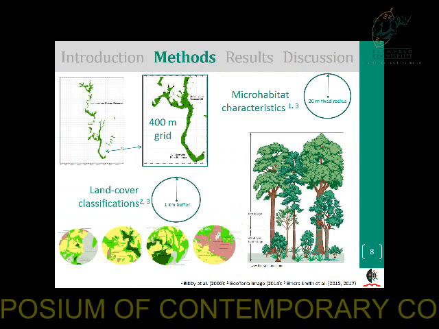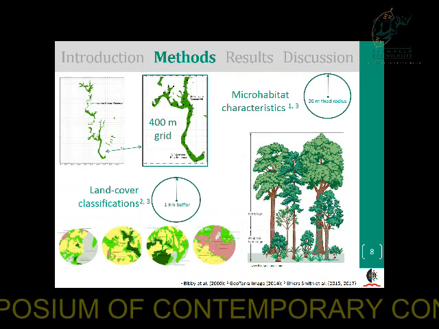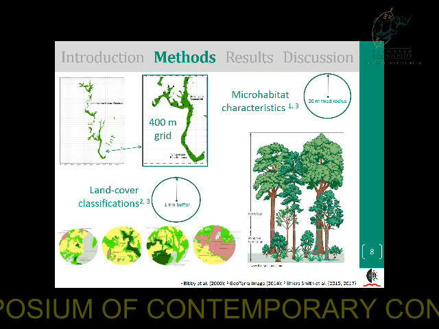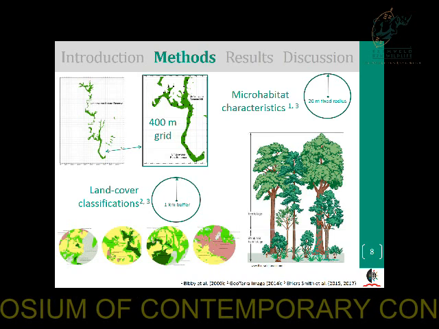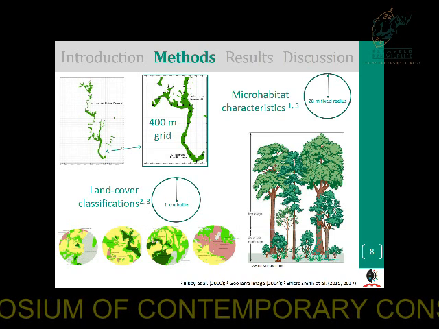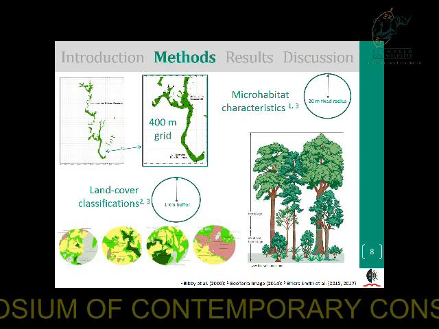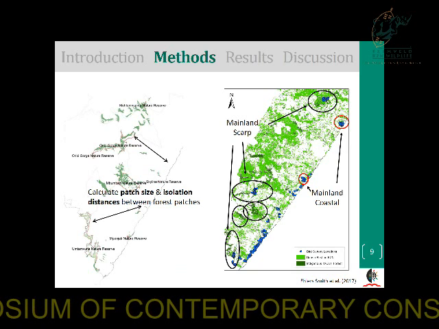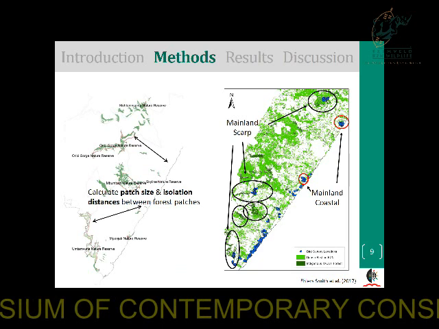So similar story, we had a 400 metre by 400 metre grid overlaid over all of our habitat patches that we identified in GIS, and we placed a 1 kilometre buffer around each camera and quantified the land use therein. And then in the field itself, we conducted microhabitat surveys within a 20 metre fixed radius around each camera-trap point. We measured each patch in terms of actual patch size, so its hectarage, and its isolation distance.